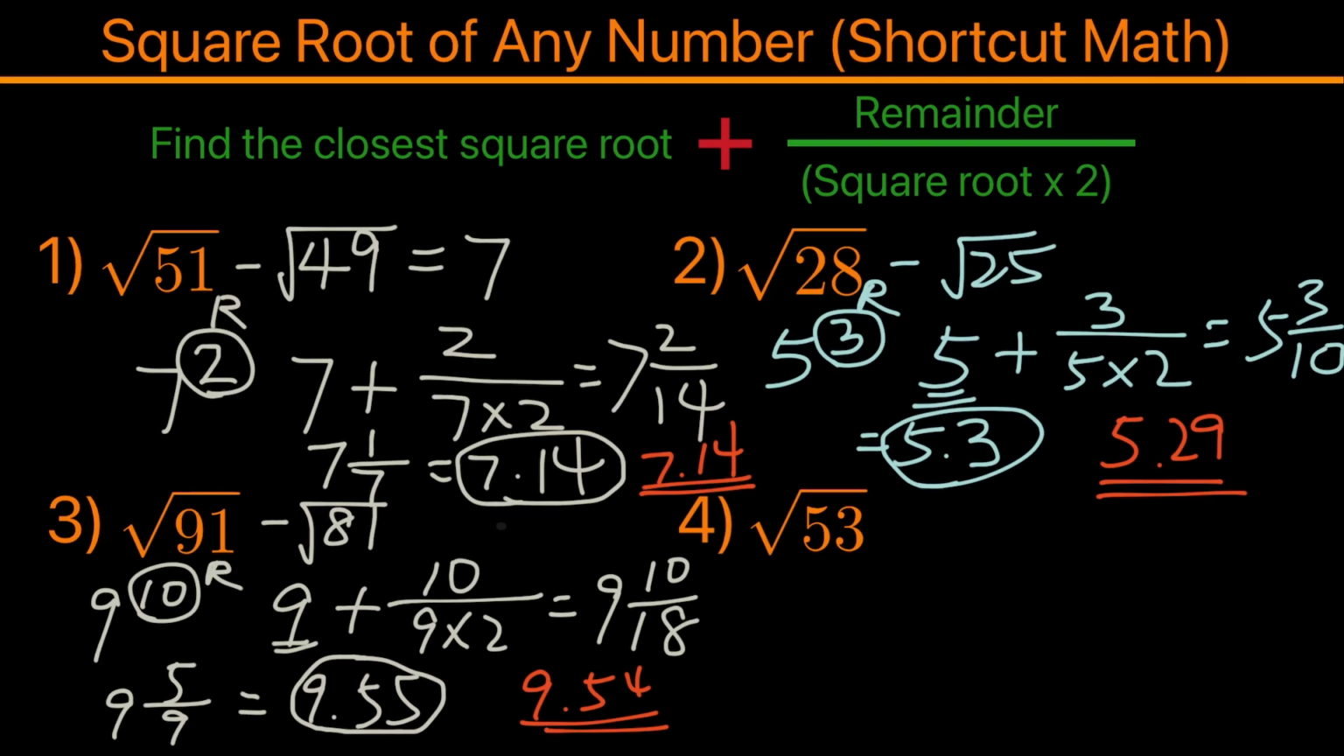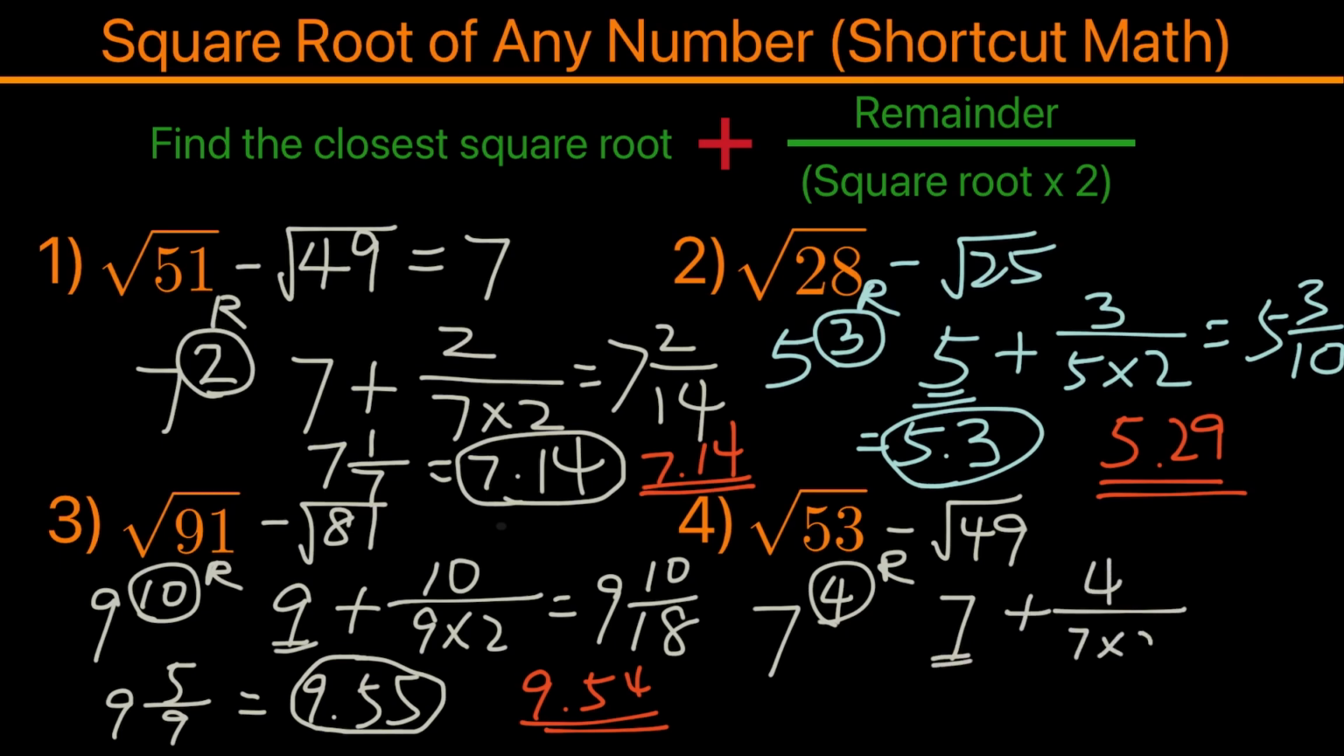Now the fourth example, the square root of 53. The closest square root will be 49, because that would become 7. And if we subtract 49 from 53, we have 4 as a remainder. 7 plus 4 over 7 times 2 equals 7 and 4/14. If we simplify that, we would get 7 and 2/7. And that equals 7.29.